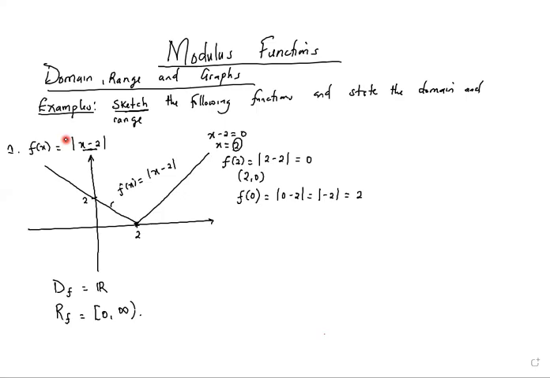So, how did you find the range? The range, you're looking at what y value is the smallest if the function is going up. So this is 2 for the y value, and on the x axis, y is 0. There's nothing below here, meaning that the y values, which is the range, will start from 0 going to infinity.